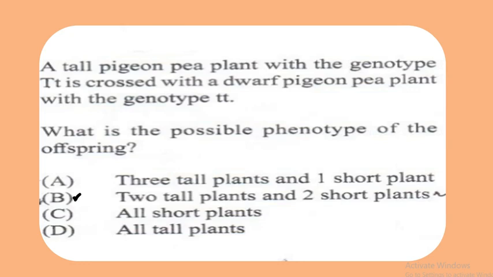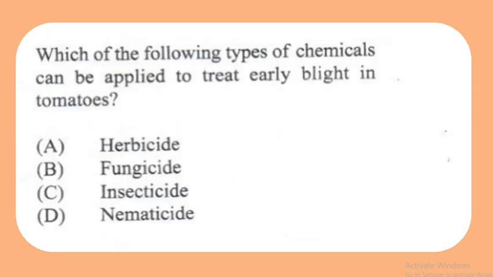So you'll have to do the genetic cross using the genetic diagram or the Punnett square to get your answer. Alright, which of the following types of chemicals can be applied to treat early blight in tomatoes? Is it herbicide, or fungicide, or insecticide, or nematicide? And the answer is fungicide.